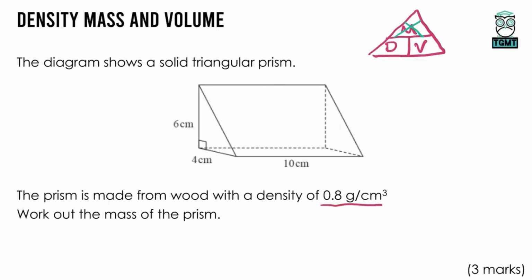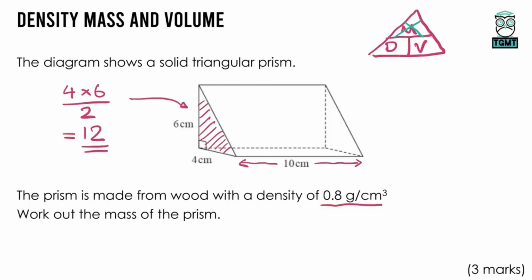To get the volume of any prism, you work out the area of the cross section, which is the shape that passes all the way through the shape. In this case a triangle goes all the way through. And then we're going to times it by the length. And in this case the length is 10. So we need to know how to work out the area of a triangle, which is base times height divided by 2. So here the base is 4, the height is 6, and we're going to divide that by 2. That is equal to 12. So the area of the cross section is 12.